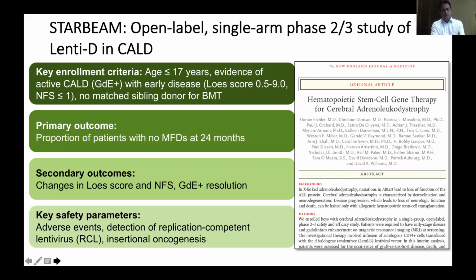So we looked at this over a 2-year period, examined them for changes in LES score and NFS. I won't go into detail here since this was already described, but just to mention again, our greatest concern was that we wanted to make sure this was done safely and that there was no insertional oncogenesis seen, which to date we have not seen any development of cancer in this trial, and are keeping a close eye on this.